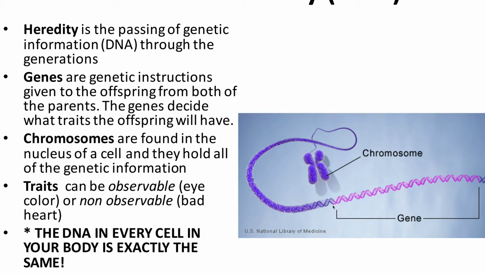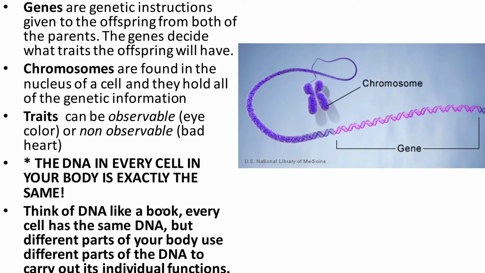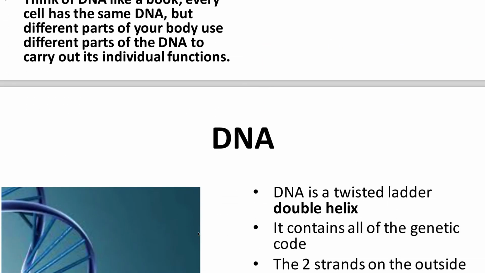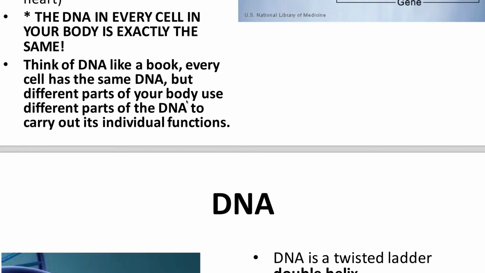Like eye color, height. The DNA in every cell in your body is exactly the same. Oh, that's very important. So they'll say the DNA in your toe and in your head will be mostly the same. No, they'll be exactly the same. It's like a book. Every book has the same title, but they all have little different roles. You don't like that analogy? I thought it was solid.